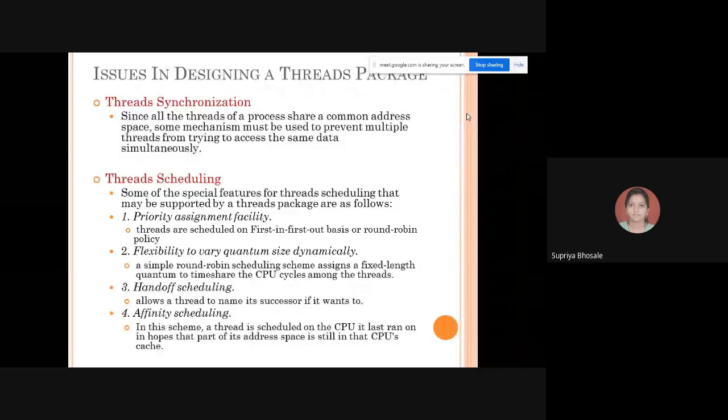That is how the scheduling of the threads is done by using first the priority assignment facility. So how you are going to give the priority, which thread should be executed first, last, or so. Then flexibility to vary quantum size dynamically. Then handoff scheduling and affinity scheduling. These techniques are there. So these all are the issues in designing the thread package that we have seen.